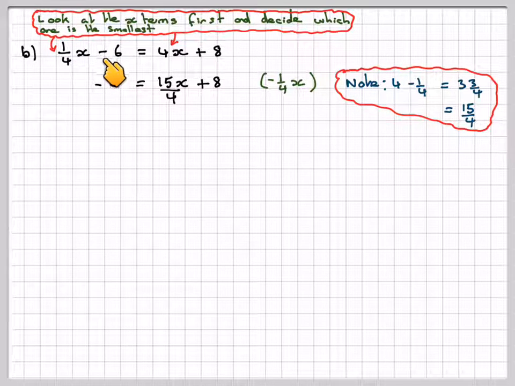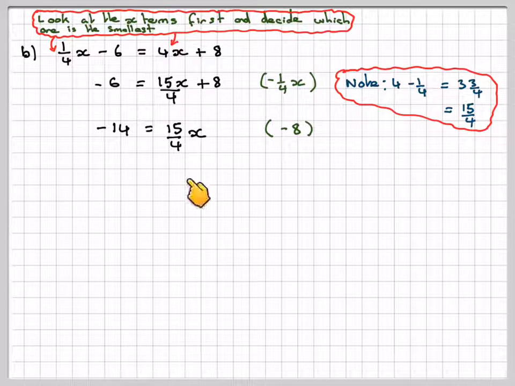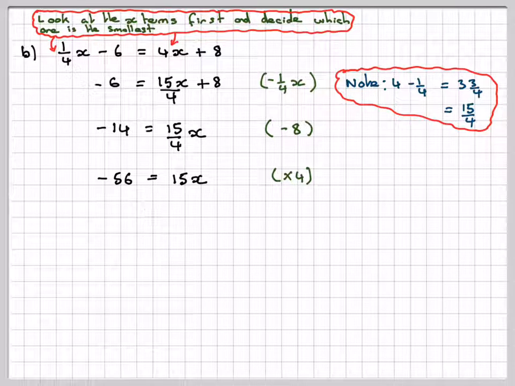There's a minus sign here, so it remains here as well. Next thing is take away 8. It's a bit like the first equation now, so take away 8 from both sides. So you get minus 6, take away 8 is minus 14. And then on this side, you're just going to get 15x over 4. You've got to divide by 4, so the next thing will be to multiply by 4. 4 times minus 14 is minus 56, and on this side we're going to get 15x.